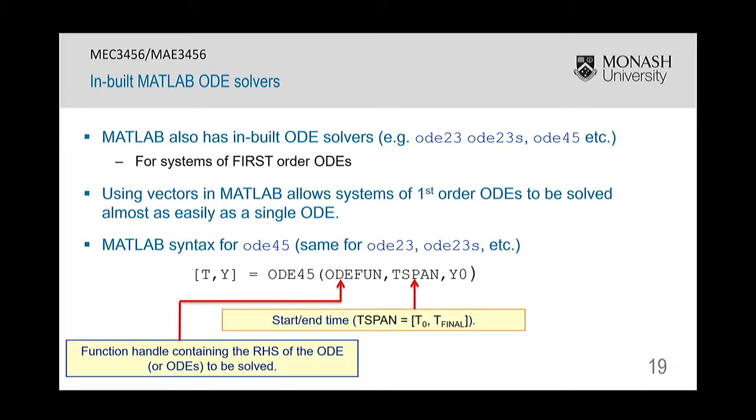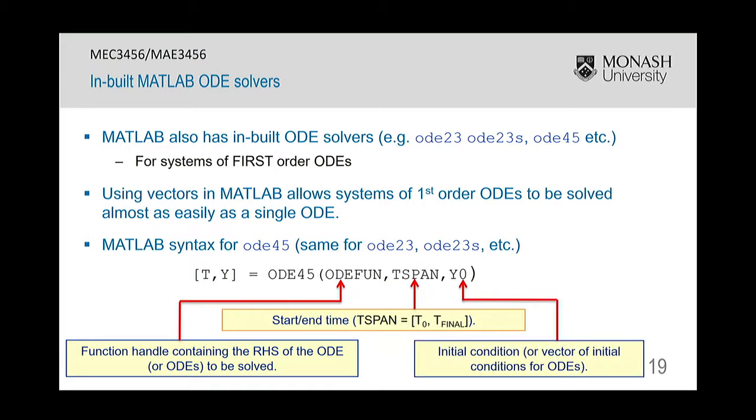tspan has information on the starting time and the end time. In other words, when do we want to start, and when is the final time step. y0 is an initial condition, and for a set of equations it needs to be a vector. What are all of the variables y1, y2, y3 equal to at time t0?